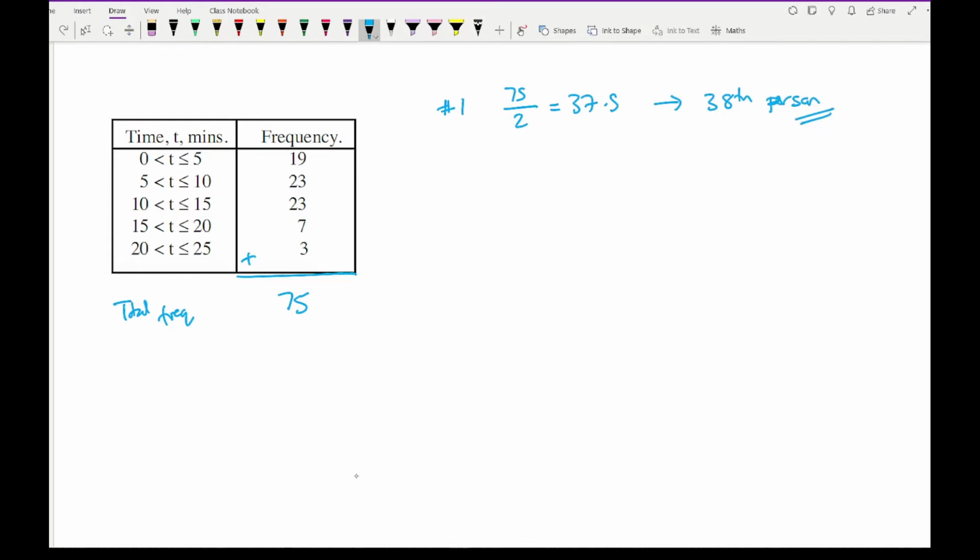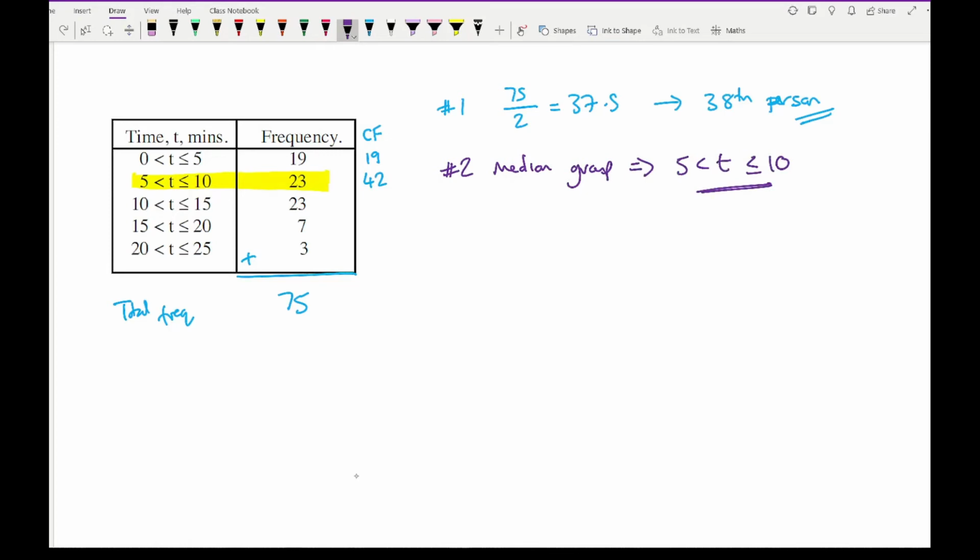From this, what we then need to do is do our running total. So cumulative frequency, I've got 19, and then 19 plus 23 is 42. So I know that my median person lies within this group here. So my median group is the 5 to 10.